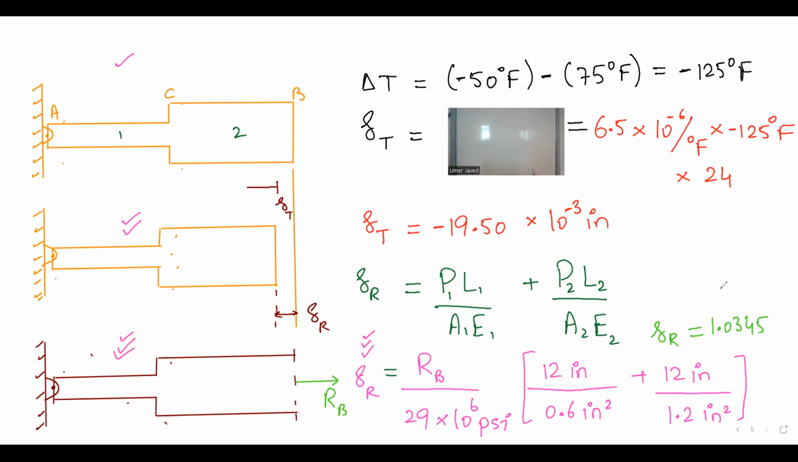I did not understand. What is the magnitude of RB? Oh, RB is unknown. RB is unknown. That's what I'm trying to tell you. Look, what is our purpose? Our purpose is that the temperature has dropped, so there will be stresses in this object, right? We have to find how much stresses are induced.